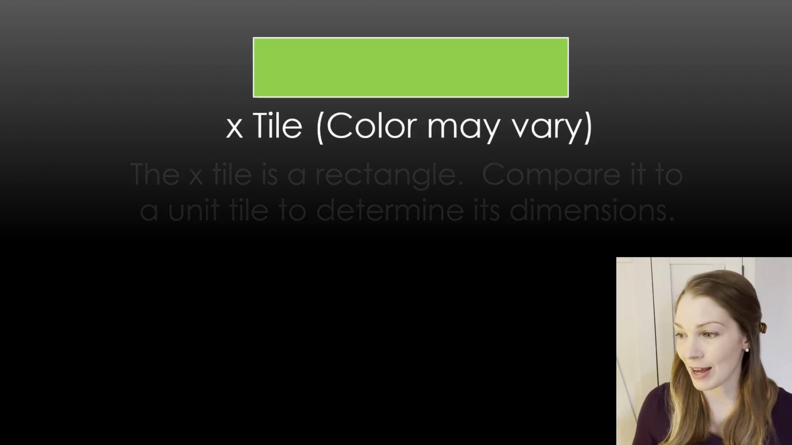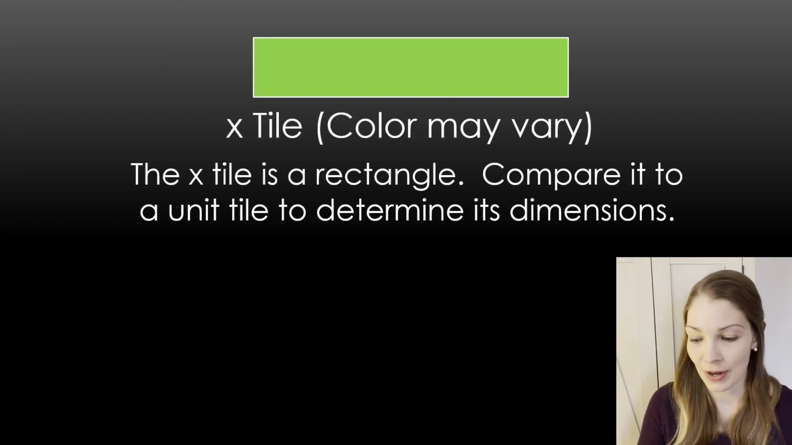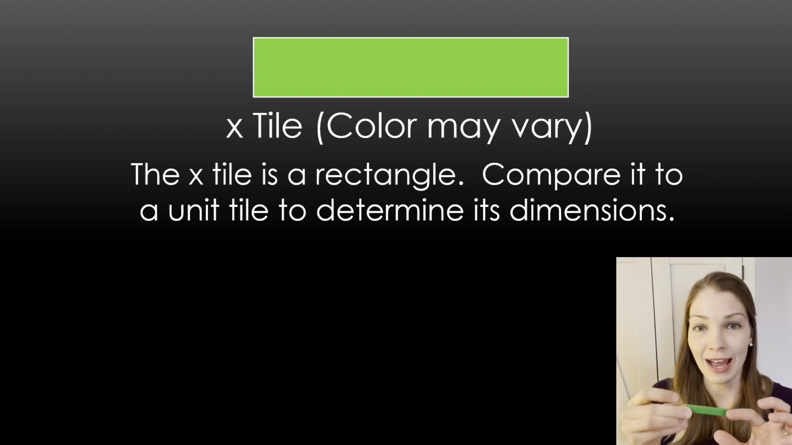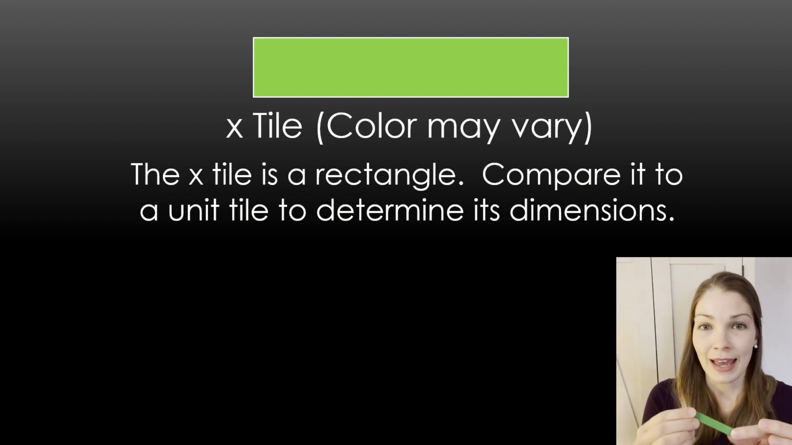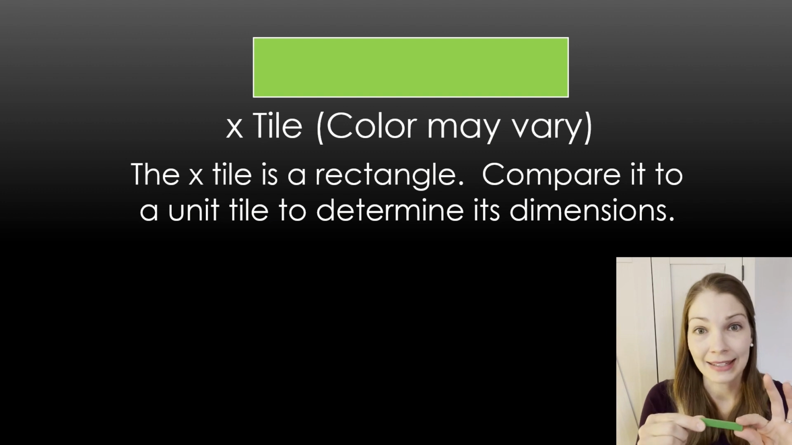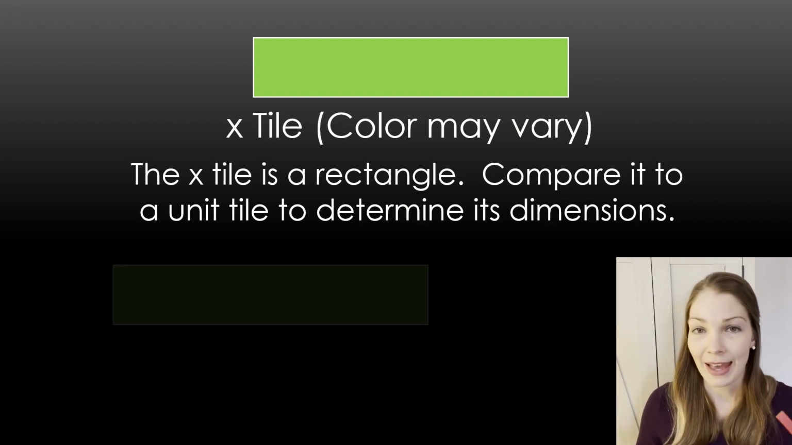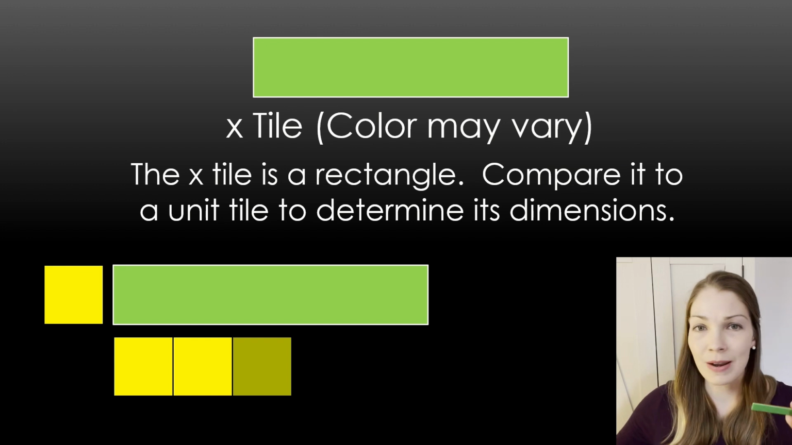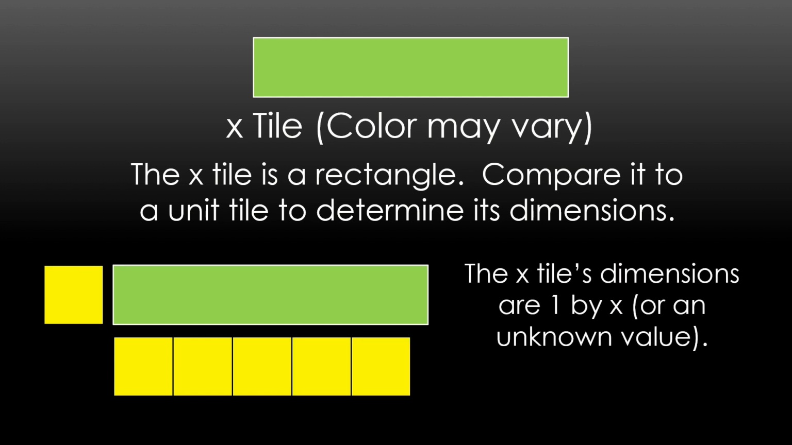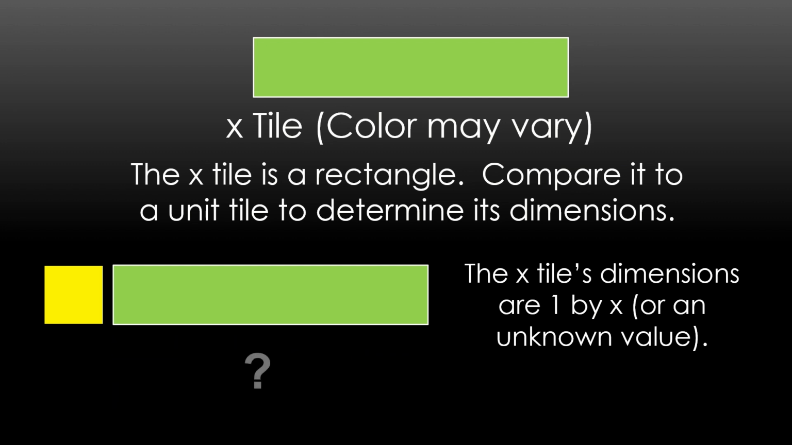Okay, so let's move on to using the X tile. So that is the long rectangle tile. It's usually green, and that has a value of just X. The green side is positive, and if we compare it with our unit tile, that will reveal some things. So the X tile has the same dimension as the unit tile, 1, but we don't know this length here. And that's what we call it X. It's unknown. So that's why this tile here has a value of X.